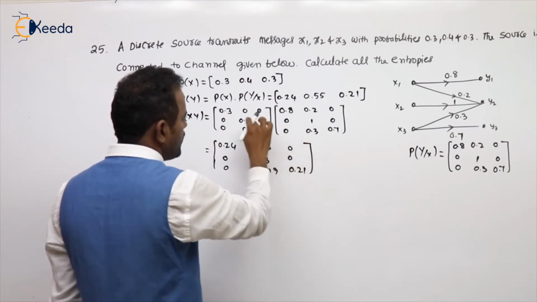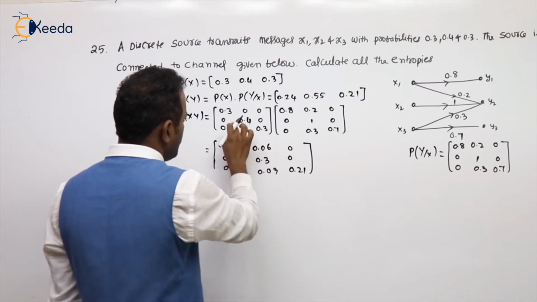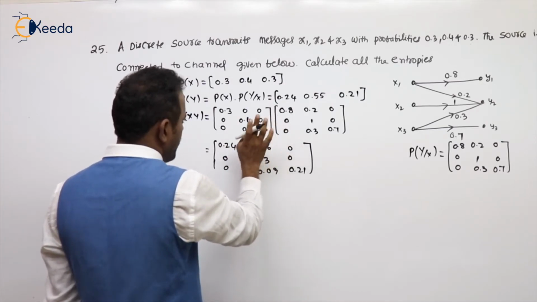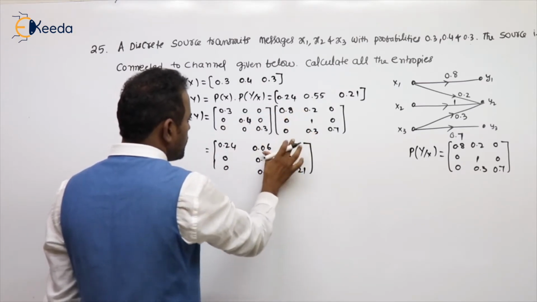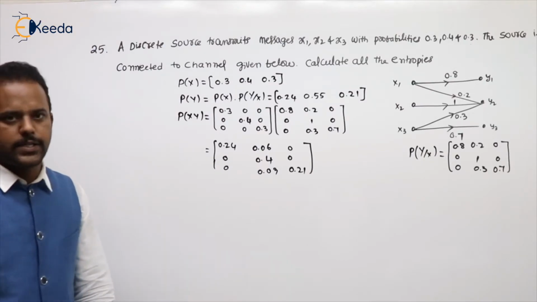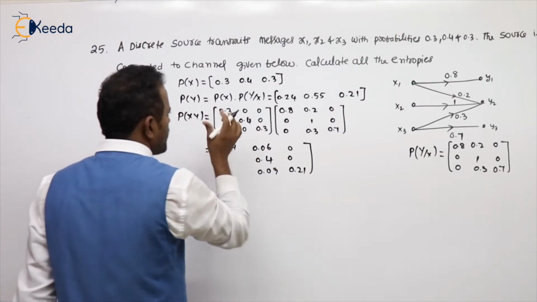Anyhow, the first one will never change. The second one, anyhow, this is 0, and the 0, 0, fine. Next 0, this is 0.4 only, a small mistake, and the remaining as it is. The joint probability also we got.